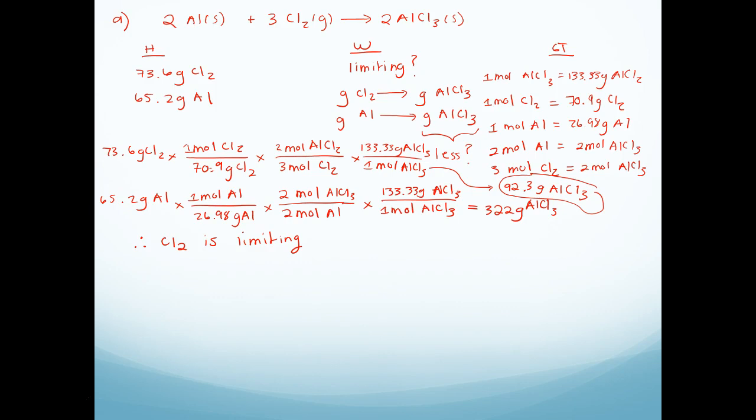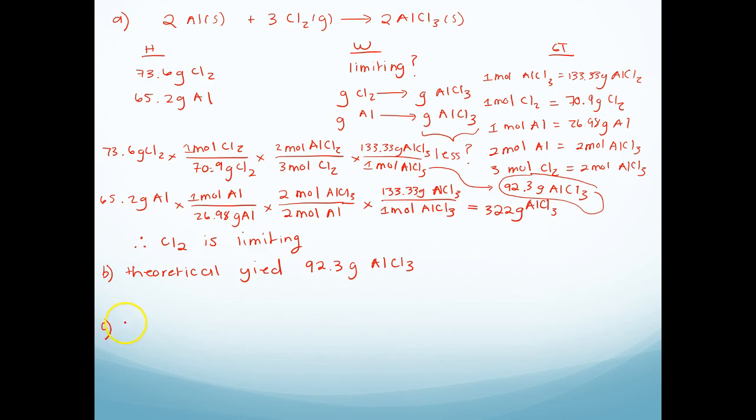Now, since we already went to grams, this already takes care of B. So for B, since I already went to grams, my limiting reactant tells me how much product I'm making, since it limits the amount of product. So my theoretical yield is going to be 92.3 grams of aluminum chloride. So now when I go into the lab, I can figure out how much I actually make and compare it to how much I should make. This is the amount I should make. And that brings us to part C.